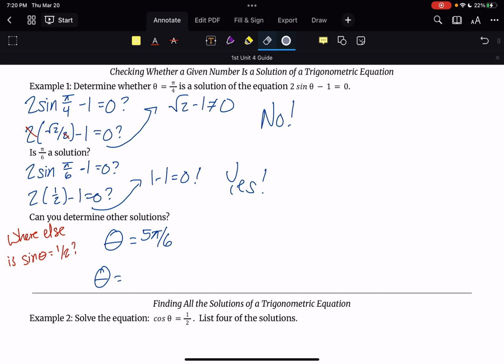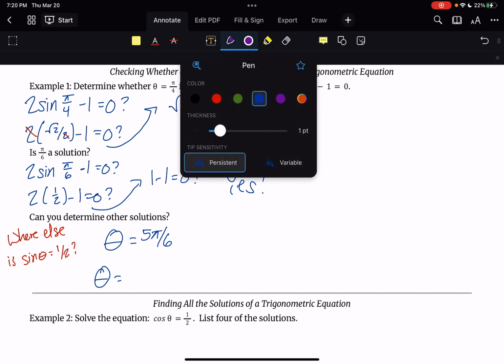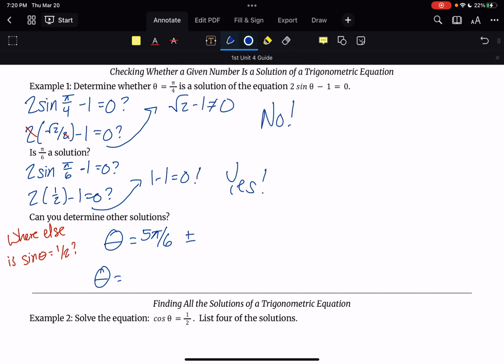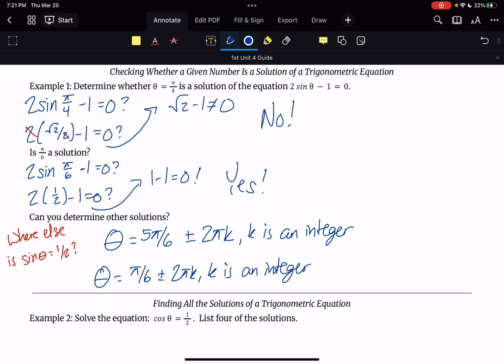So how we write this is theta is 5 pi over 6 plus or minus 2 pi k, where k is some integer, or pi over 6 plus or minus 2 pi k, where k is an integer. And again, this is a very general solution, but it covers all of them.